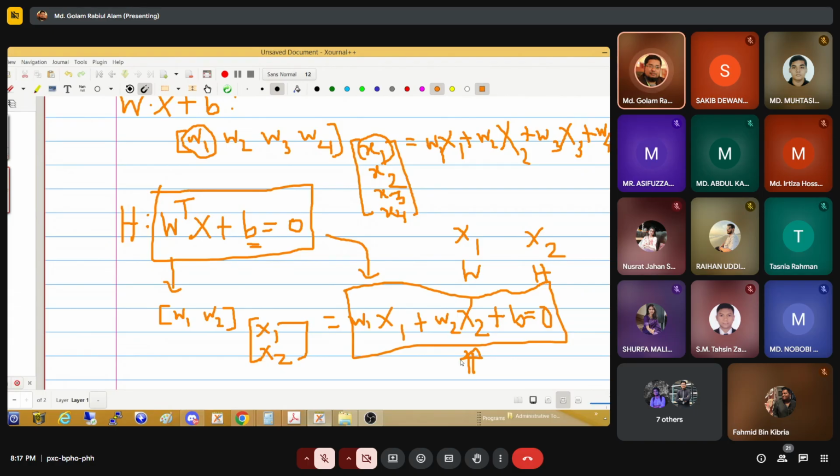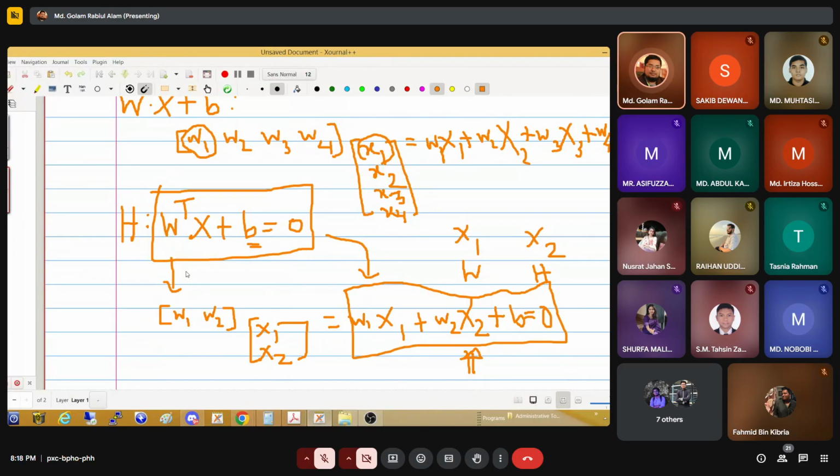So for the case of our two-dimensional data points, we have to find a separator line. That can be considered as a hyperplane, the equation of the hyperplane.